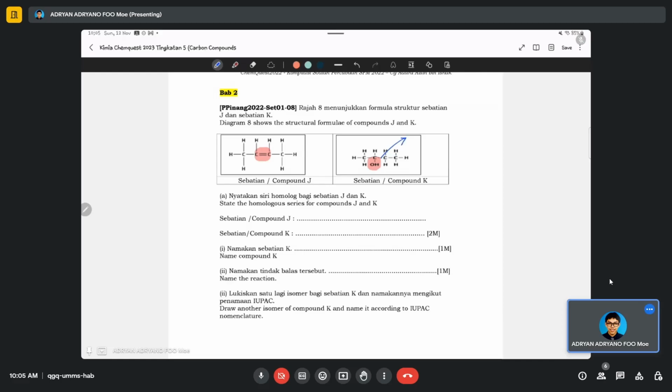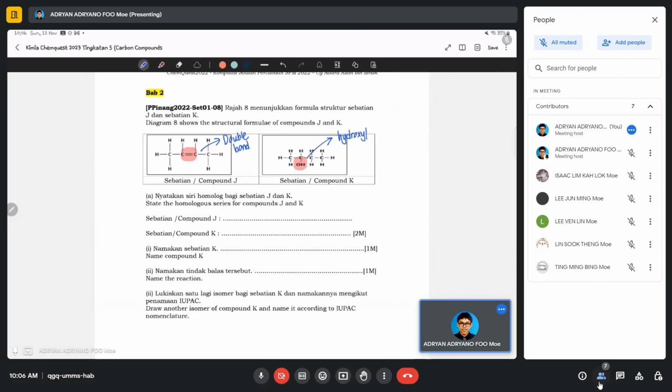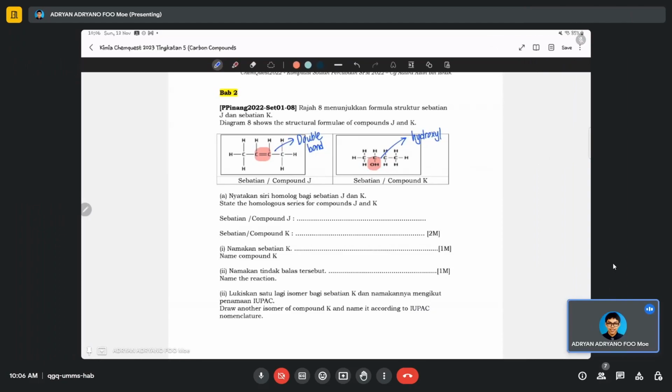Okay, this one is your hydroxyl. Okay, this will be your double bond carbon. Okay, so whenever it is double bond carbon, okay, double bond carbon refers to the alkene. Okay, you must remember lah, alkane, 其实 alkane 它没有 functional group. Okay, alkane is actually single bond.